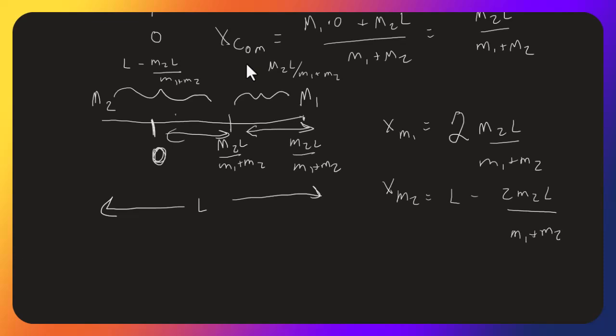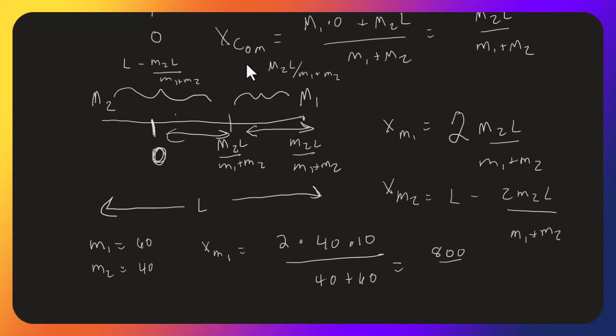So how would this work if our M1 is 60 and our M2 is 40? Then we would have that the x position of M1 is going to be 2 times 40 times 10 over 40 plus 60, which is 800 over 100, which is 8. So we get that he moved 8.